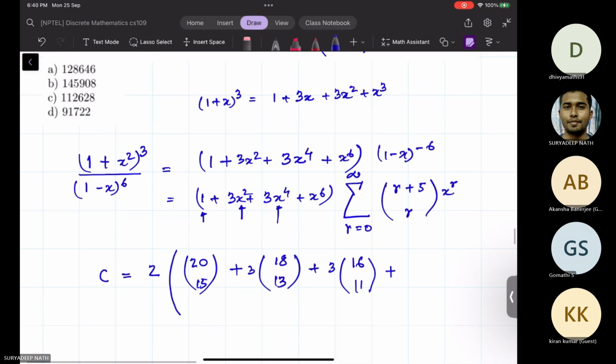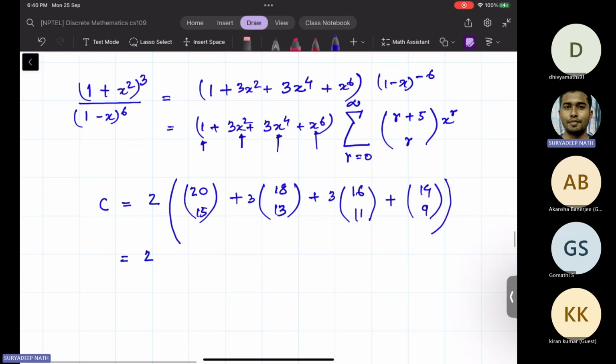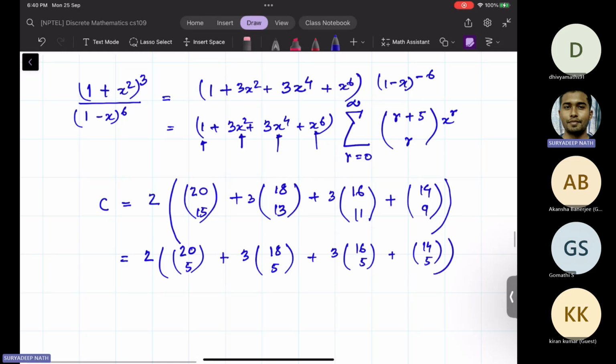And for the final one, if x to the power 6 we are considering on the left hand side, for r we'll have to consider 9. So it would be 9 plus 5, 14 over 9. So this is your actual coefficient. For simplification, you can rewrite all of them as 20 choose 5, 18 choose 5, 16 choose 5, and 14 choose 5. The difference between the top element and the bottom element is 5, because you have r plus 5 over r. So we can just substitute the difference and it would make it easier to calculate.